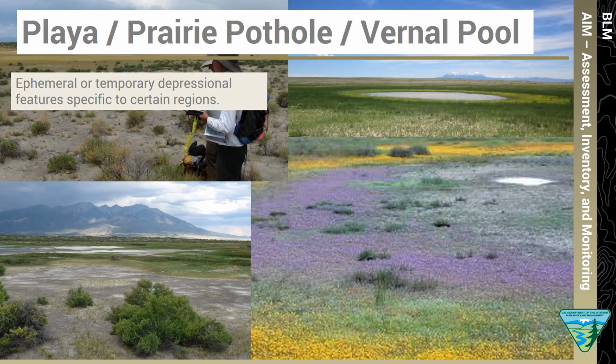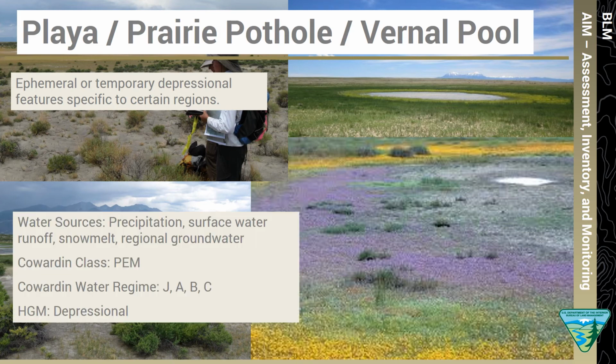Playas, prairie potholes, and vernal pools are three similar wetland types that occur in different regions in the West. They are all ephemeral or temporary depressional features. Playas can occur throughout the Intermountain basins and out onto the Great Plains. They can be saline or not, depending on water source and underlying geology. Prairie potholes are depressional wetlands formed by glaciers in the upper northern Great Plains. Vernal pools are seasonal depressions in the Pacific Coast states of California, Oregon, and Washington.